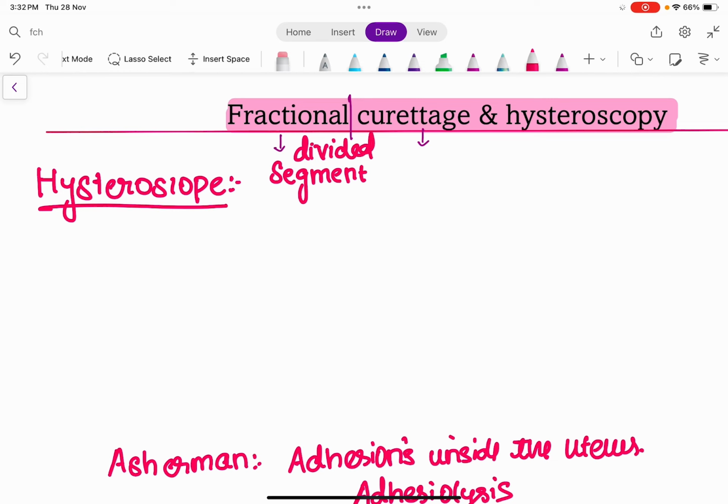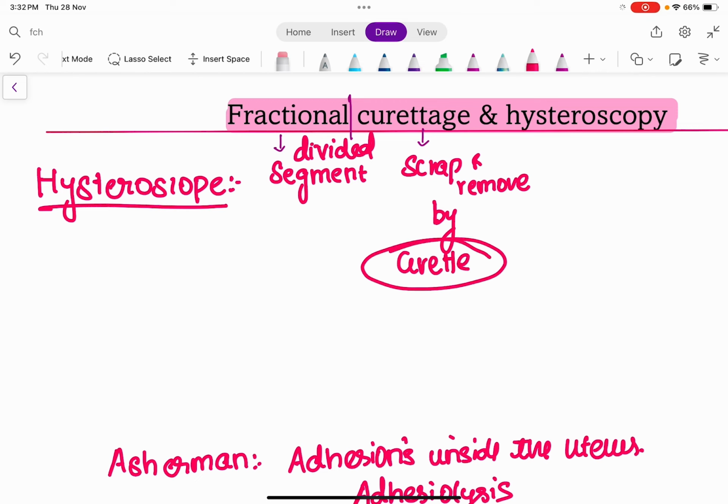And what do you mean by curettage? Curettage means you're going to scrape and remove something, and curettage is always done with the help of an instrument called a curette. So with the help of the instrument curette, you're going to scrape and remove.